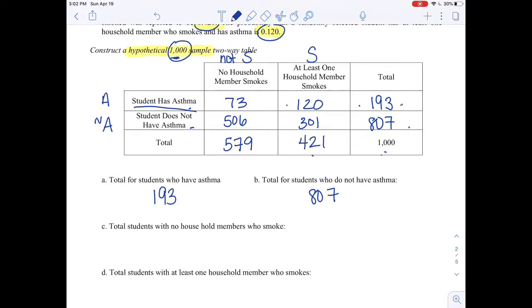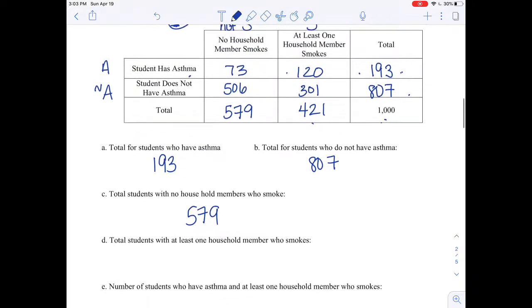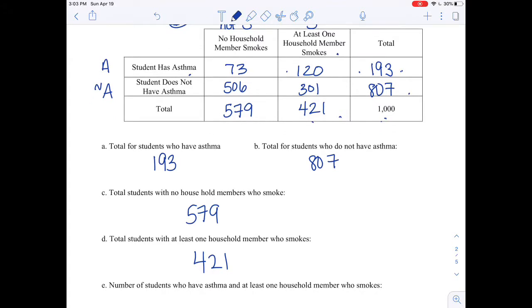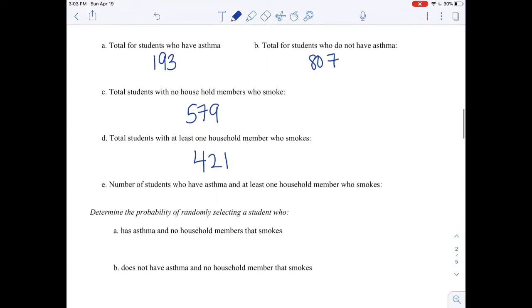Total students with no household members who smoke, their total would be 579. Okay, so now you want to get into doing actual probabilities with this. Total students who have at least one household member who smokes, their total was 421. Again, none of those were probabilities. That's why all of these are not values between 0 and 1. Now it's going to eventually get down here into actually doing probabilities.